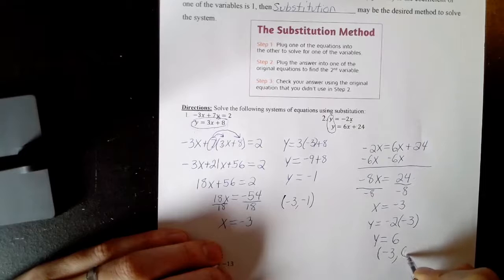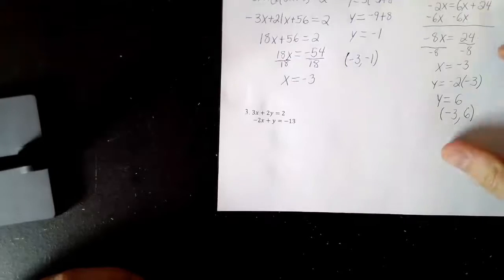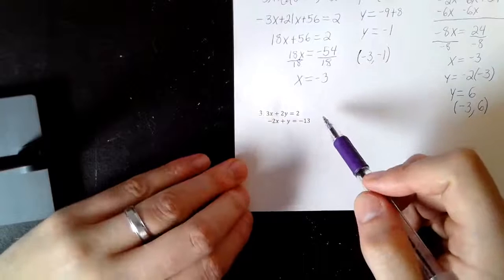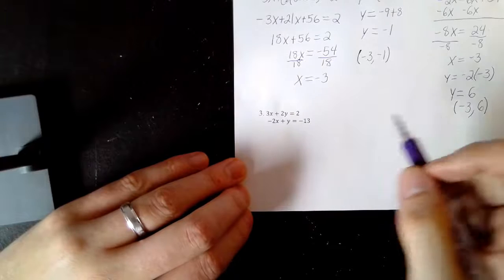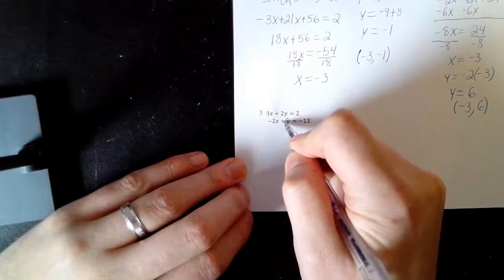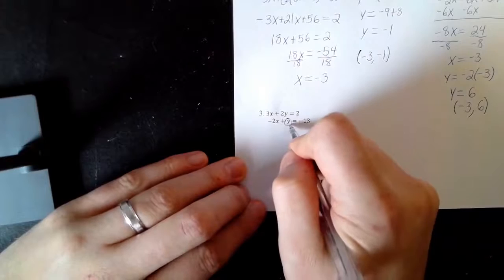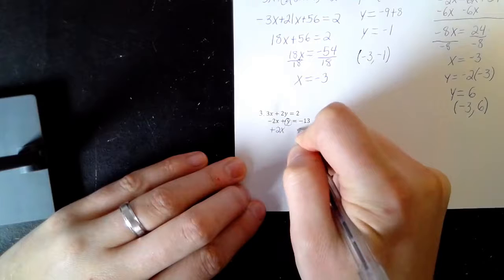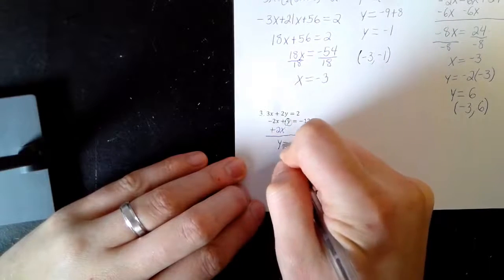Now let's take a look at number 3. For this one, although a variable is not isolated, we can still use substitution to solve this system. Since I have y with a coefficient of 1 in my second equation, I'm going to isolate y and then substitute my equation into the first equation. So in order to isolate y in the second equation, I'm going to add 2x to both sides. So now my second equation is y is equal to 2x minus 13.